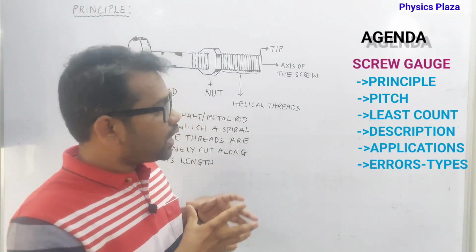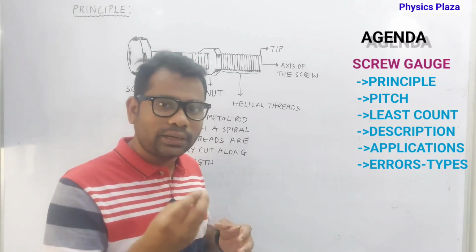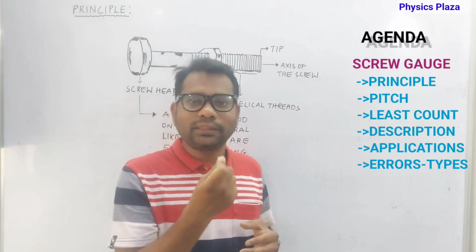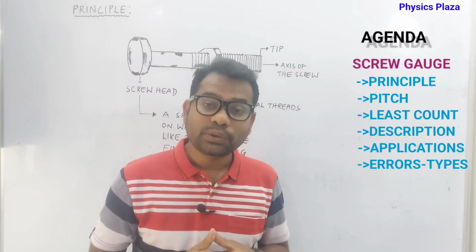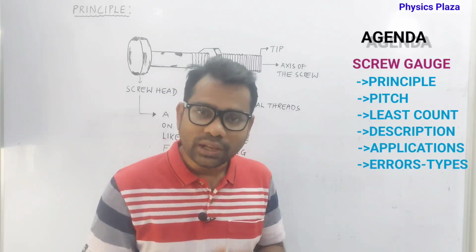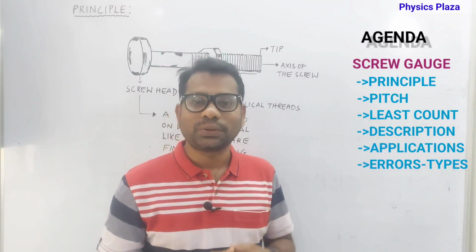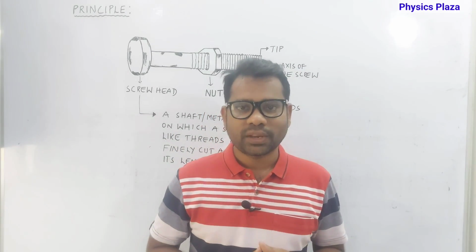Then we will discuss how to determine the diameter or length by using a screw gauge. And finally, we discuss the errors and their correction and the applications related to the screw gauge. So these are the main topics which we are going to discuss.